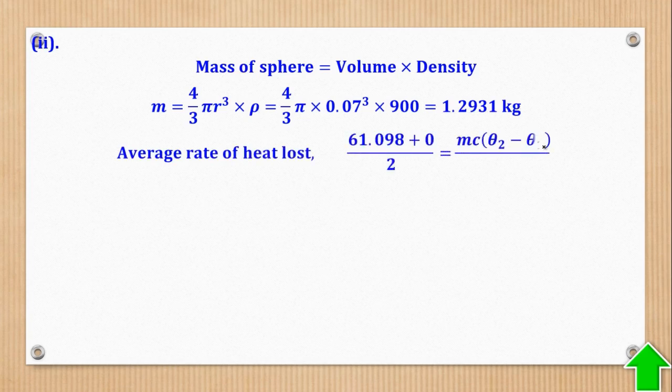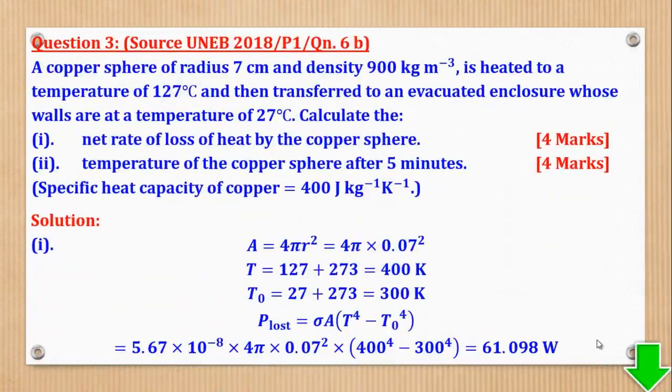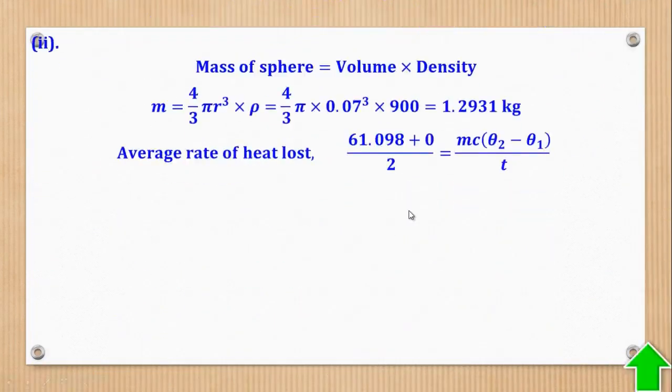Therefore, average rate of heat lost is equal to this plus 0 over 2. Remember, if you go back in this one, this is the rate of heat lost, net rate. Therefore, the average will be this plus 0, which was the initial, divided by 2, and this will be equal to quantity of heat over time.